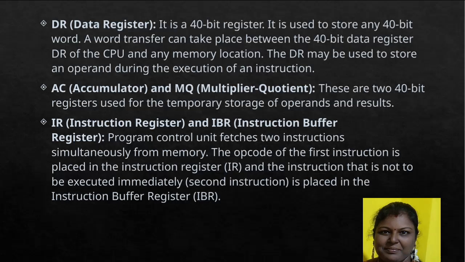Let's look at some key registers inside the CPU. The data register, or DR, is a 40-bit register that holds any 40-bit word. It's where data moves between the CPU and memory during processing.